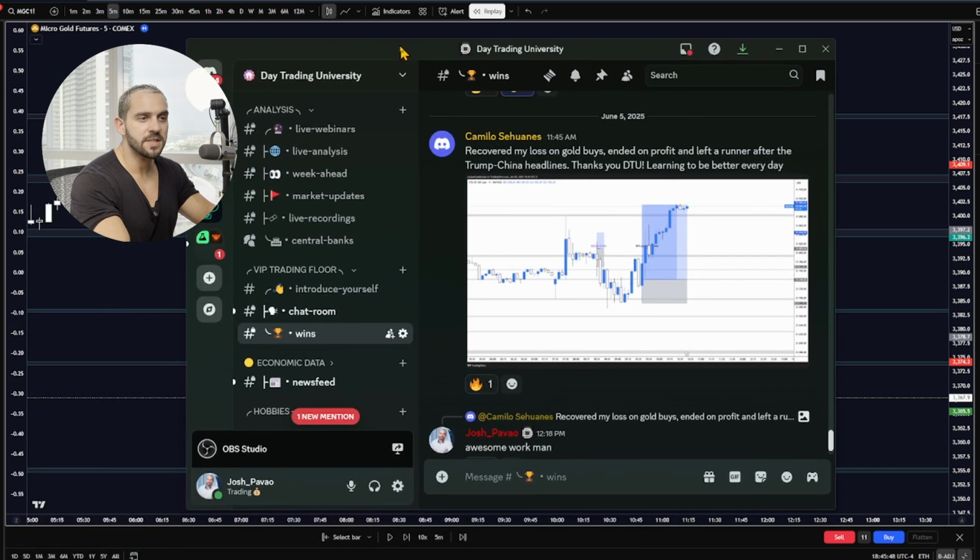And just to show that this is learnable by anybody, you can see here inside Day Trading University that we have traders here ended up in profit, left a runner, same exact trade after the Trump-China headlines. And you can see the entry, you can see the trade that he took here, taking those gold buys. This isn't something that we're talking about after the fact and saying why the markets move. We're actively catching the trades and profiting from it in real time.